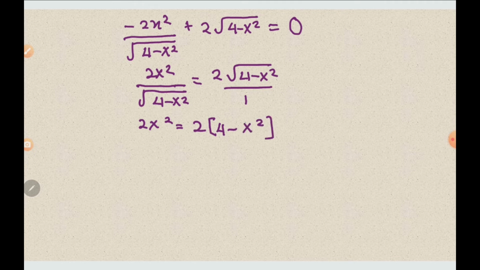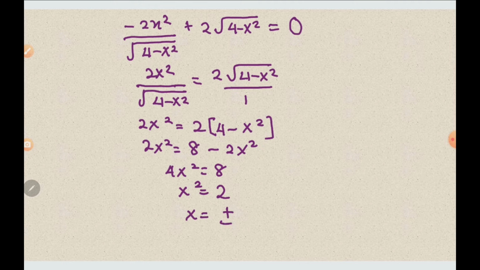Then simplify to get 2x squared minus 8 minus 2x squared. Then you will have 4x squared equals 8. x squared equals 8 over 4, that is 2. x equals plus and minus square root of 2. Okay, so remember that x is the length, the dimension, so it cannot take the negative value.